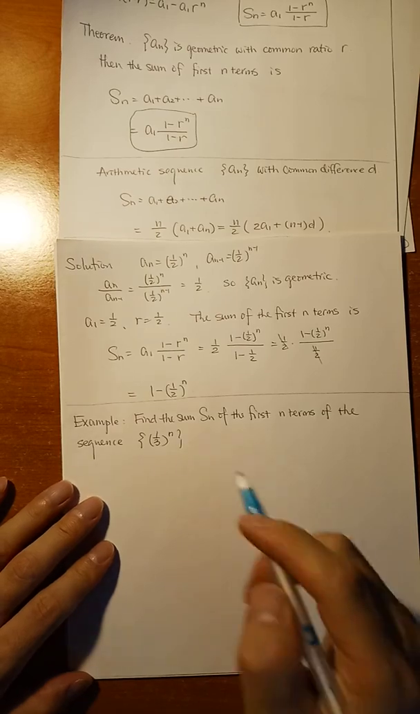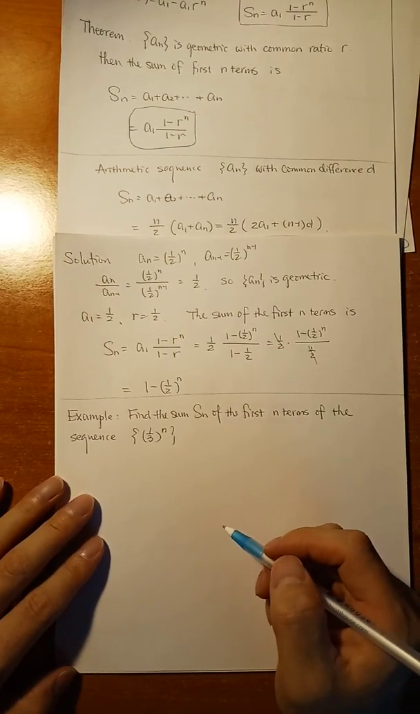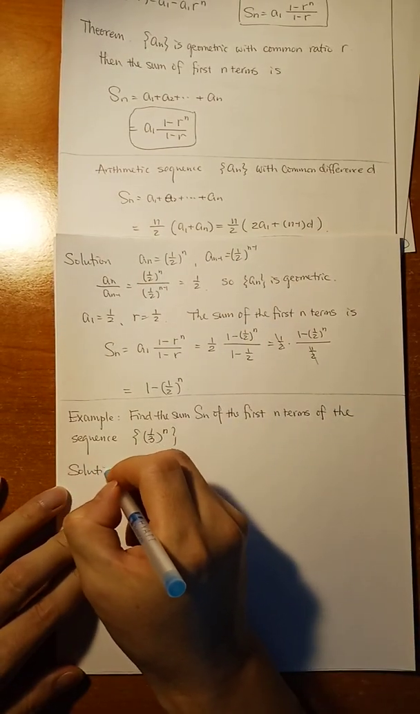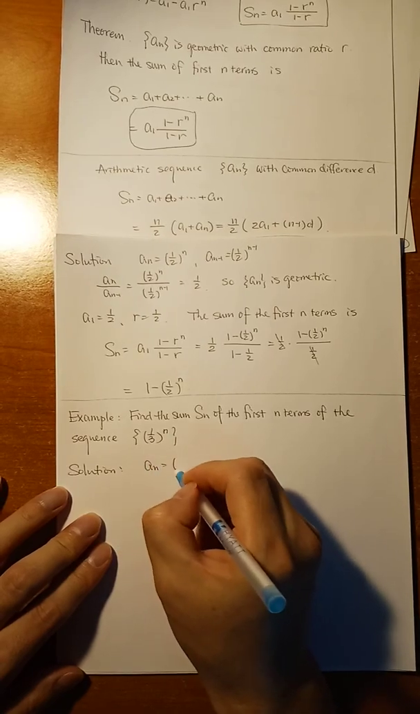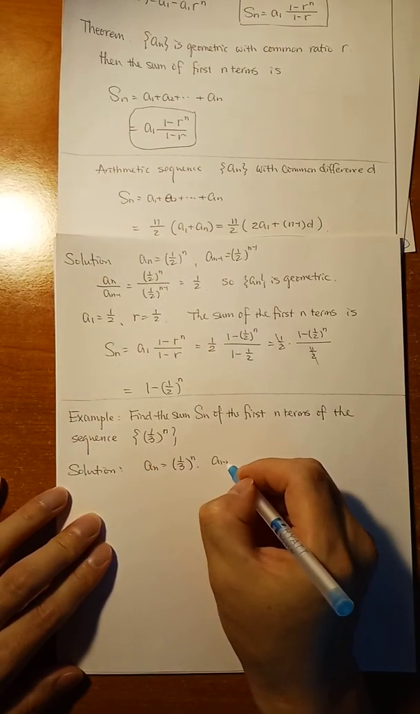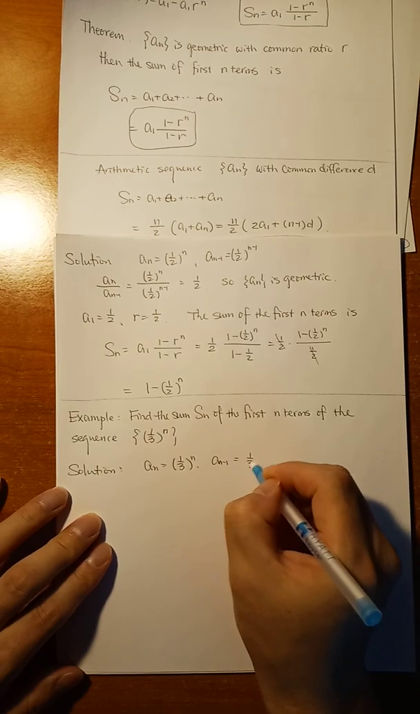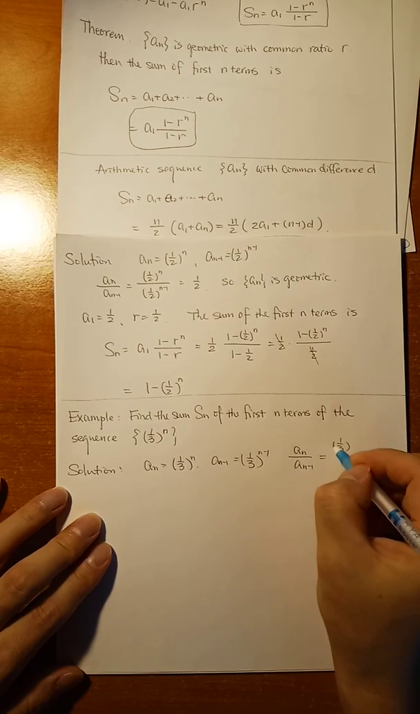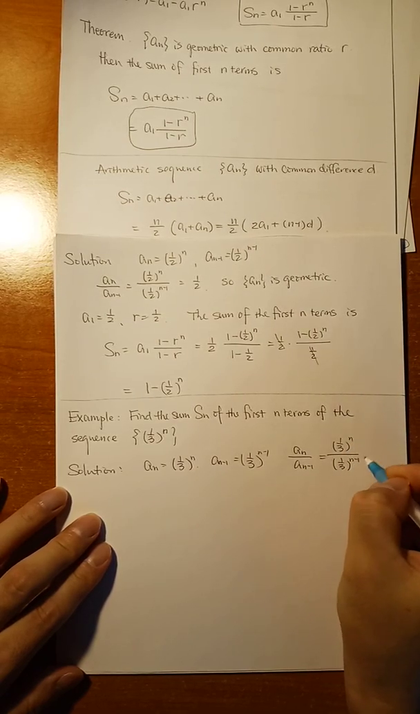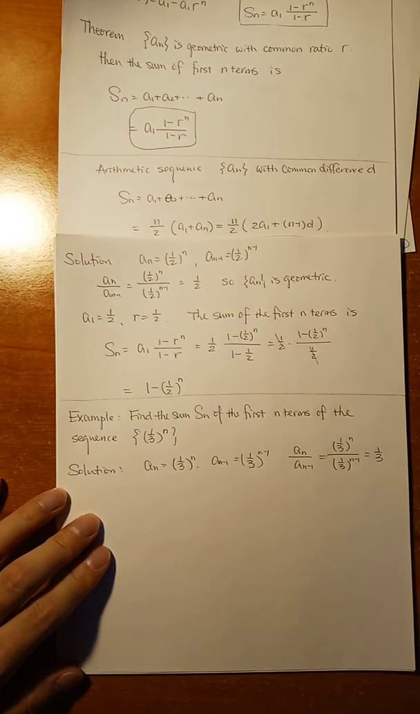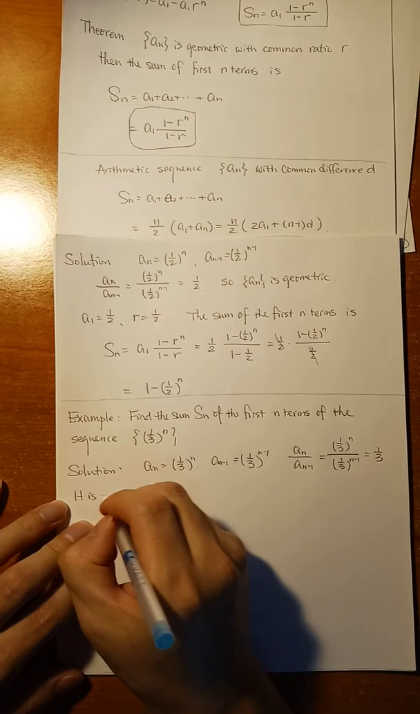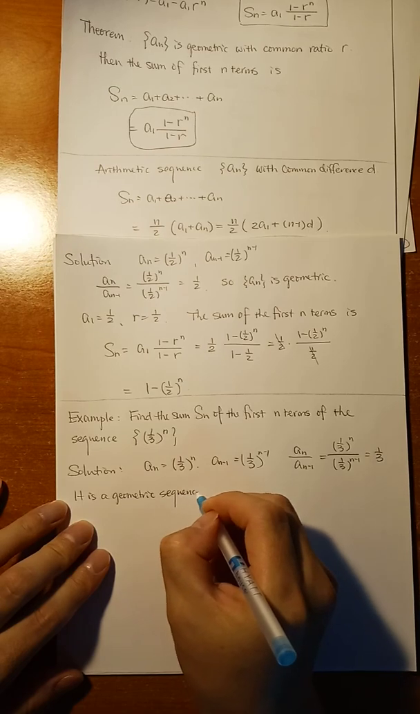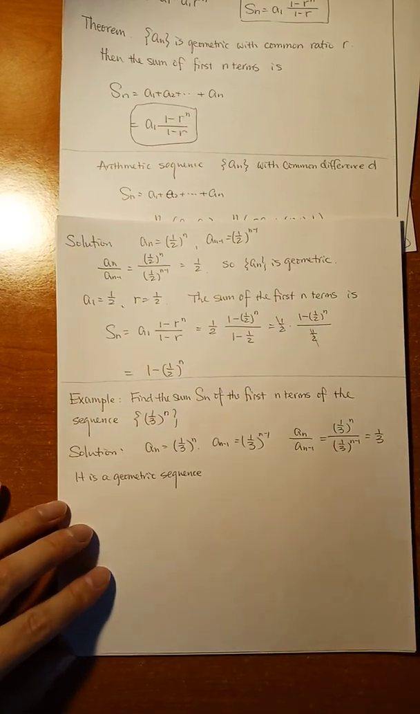So first, same thing, you have to verify it is a geometric sequence in order to apply this formula. So an is 1/3 to the nth power. An minus 1 is 1/3 to the power n minus 1. So an over an minus 1 is 1/3 to the n over 1/3 to the n minus 1. After cancellation, you get 1/3. So this means it is a geometric sequence. Okay? So that's our one thing.